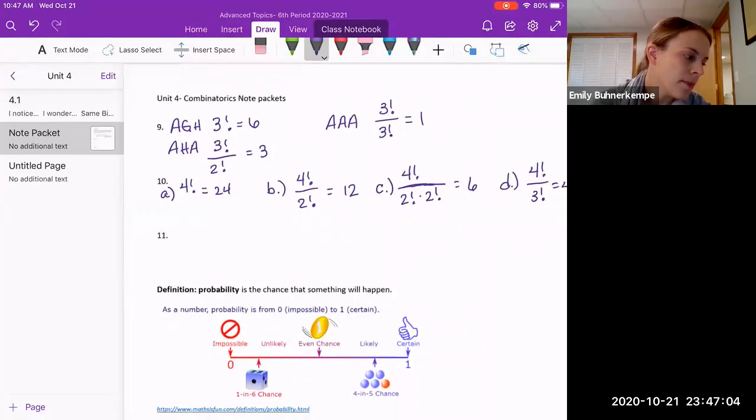Question 11, banana. Banana has 6 letters in it. You have 2 N's and 3 A's. So 3 A's, 2 N's. This should give us 60.